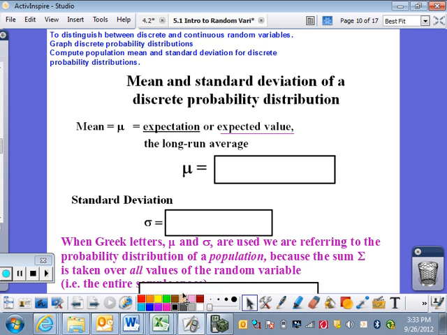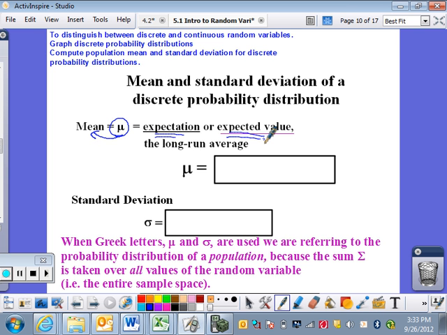How do you calculate that mean? If you look at your formula sheet, I believe it's the very first formula for chapter 5. It says mean of discrete probability distribution, and it has the mu. What does mu stand for? Yes, it stands for the mean, but it's the expectation or expected value of flipping a coin. Okay, long run average if you want to think about it that way.